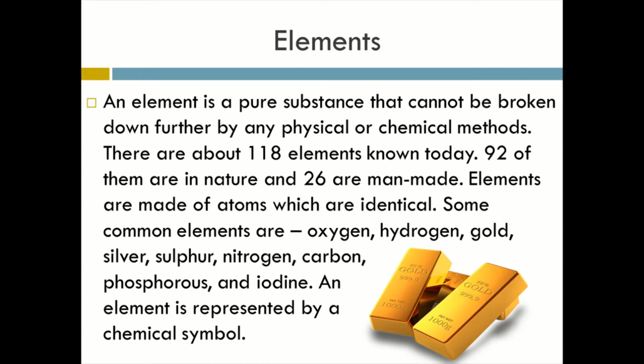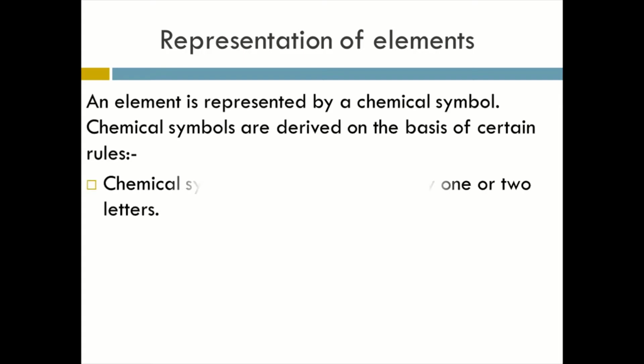Elements are made up of atoms which are identical. Some common elements are oxygen, hydrogen, gold, silver, sulfur, nitrogen, and iodine, etc. An element is represented by a chemical symbol. Representation of elements. An element is represented by a chemical symbol.